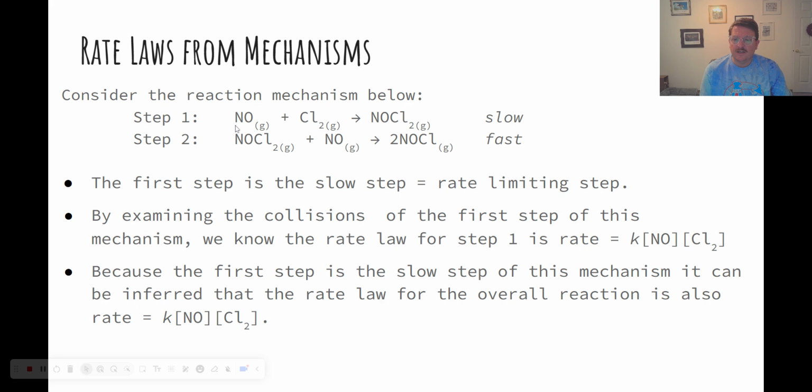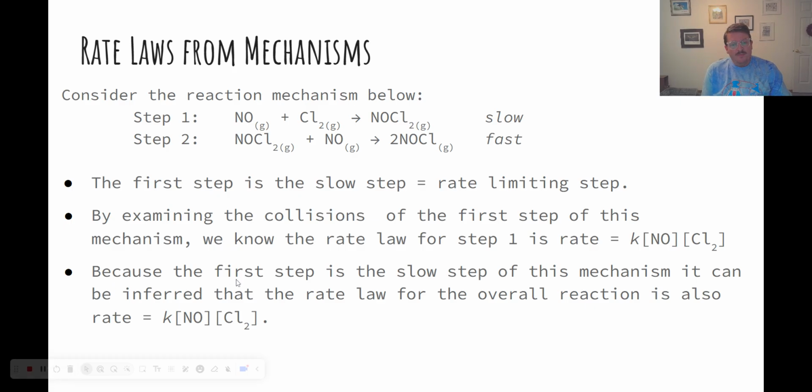So here's a different reaction. We have NO plus Cl2 make NOCl2, and then the NOCl2 reacts with another NO to make 2 NOCl. We are told the first step is the slow step, so that's our rate limiting step. By examining the collisions of that first step, we know that the rate law for this first step is just going to be rate equals k times NO times Cl2. There are no coefficients, so there are no exponents besides 1 right there.